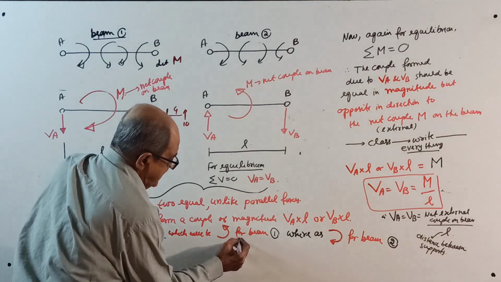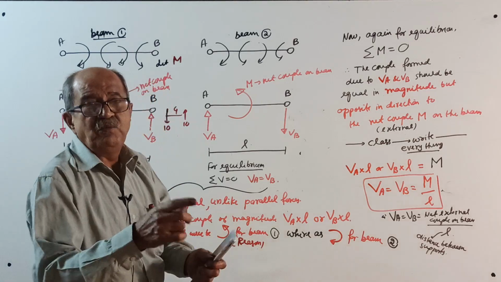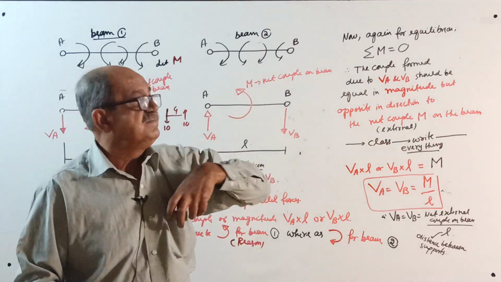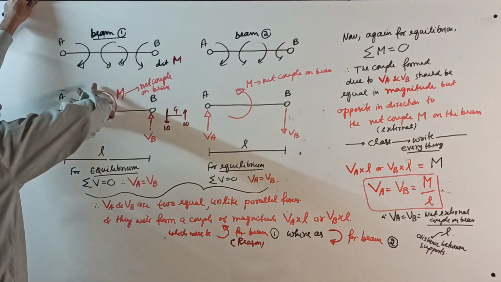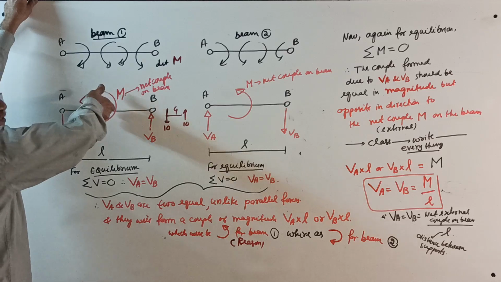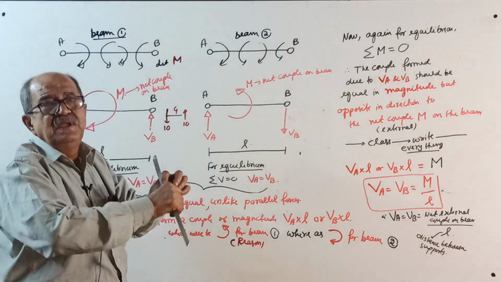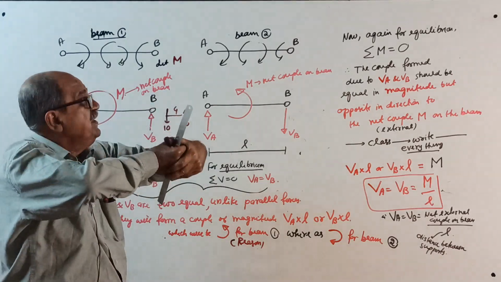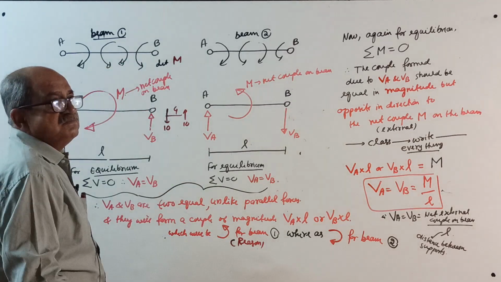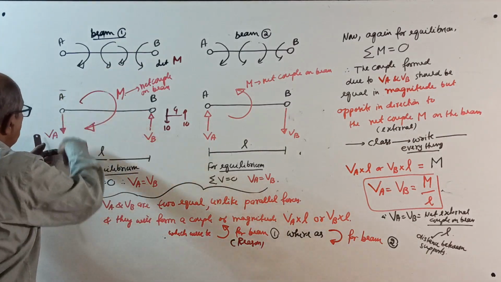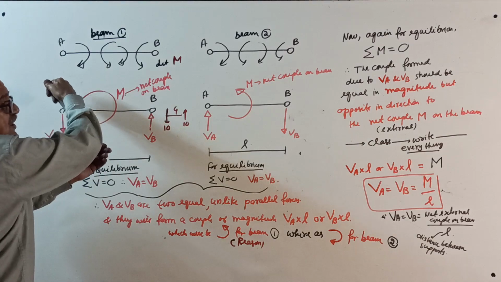I will tell the reason here. Correctly write what I tell now. Beam 1, your action is clockwise M. The external effect is clockwise M. To balance that clockwise M, you require an anti-clockwise couple. See now, VA down, VB up. This will form an anti-clockwise couple.